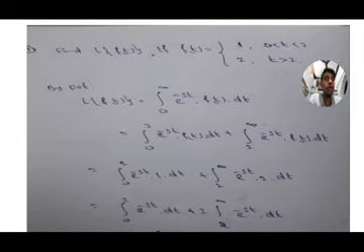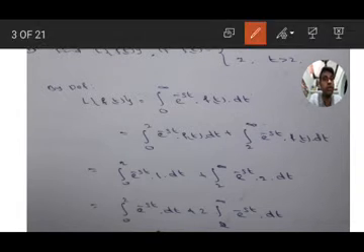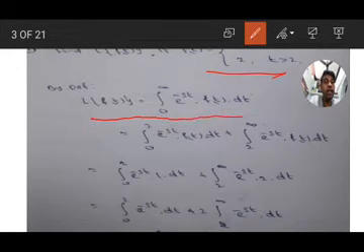We don't have a standard formula for this one, so we need the definition. By using the definition, we evaluate the Laplace transform of this function. By definition, L of f of t equals the integral from 0 to infinity of e to the power of minus s t times f of t dt.